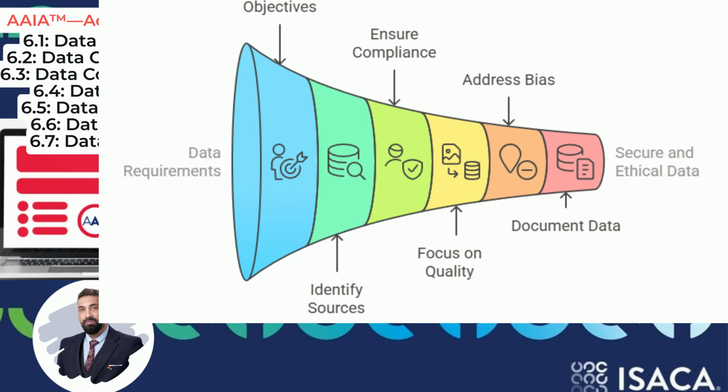Define clear objectives and data requirements. Before collecting any data, you must have a crystal clear understanding of what the AI system is intended to do and what specific types and attributes of data are needed to achieve that objective. This clarity prevents collecting unnecessary data, a principle underscored by many data governance frameworks.